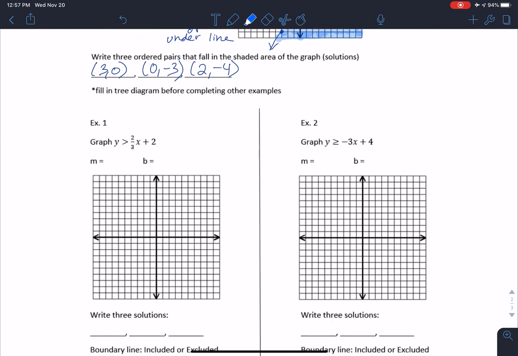On this first example, my inequality is already in mx plus b, so I just need to label. My m is 2/3 and my b is a positive 2. So now I'm going to start at the y-intercept, which is at 2. I have a positive slope since my m is positive. I'm going to go up 2 and to the right 3. Up 2 to the right 3. Then in the opposite direction.